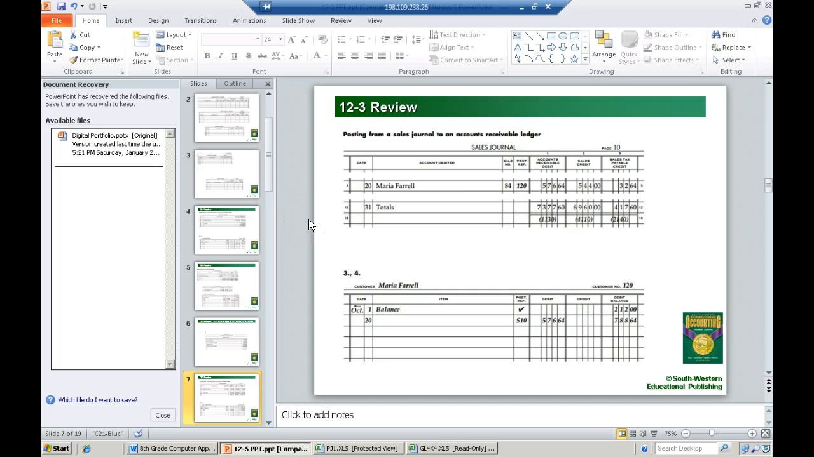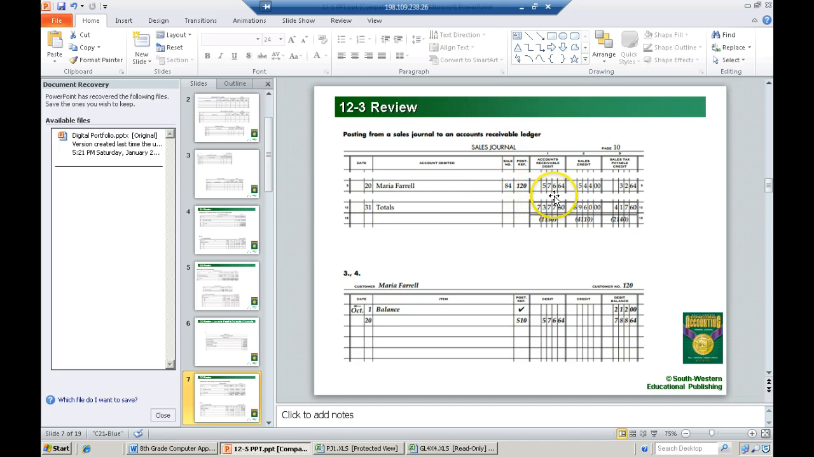12-3 talks about accounts receivable. Anything that we sold to customers on account or they are paying us back. So 12-3, if it's in a sales journal, that means that we sold to a customer merchandise on account. They're going to pay us at a later date. So you're going to list all of those transactions in the sales journal. This is going to come off the invoice, our sales invoice.